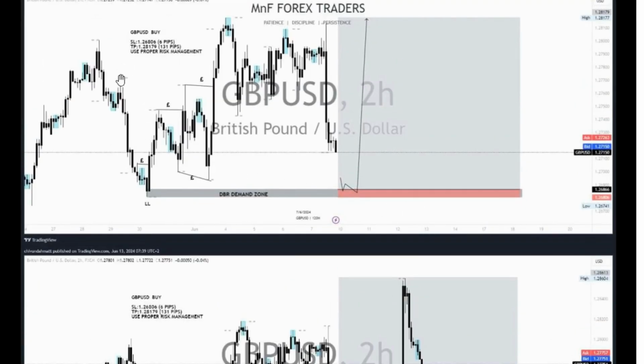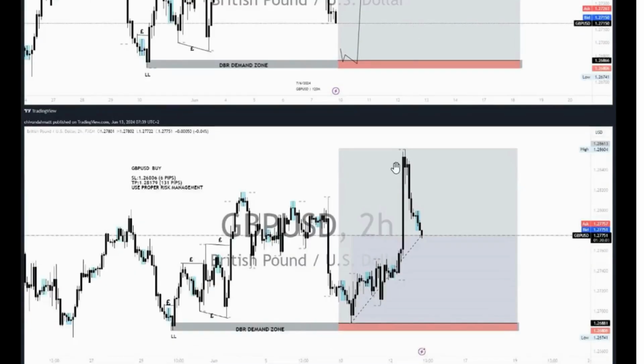All right, so let's go to the next one, which was GBP USD right here. So in this case, we had a buy scenario. We had a drop base rally, break of structure right there, and then we had liquidity right here. Simply we're waiting for the market to come and also take out the Asian session from here. Then we can potentially look for buying opportunities. In this particular case, we're looking for about 131 pips.